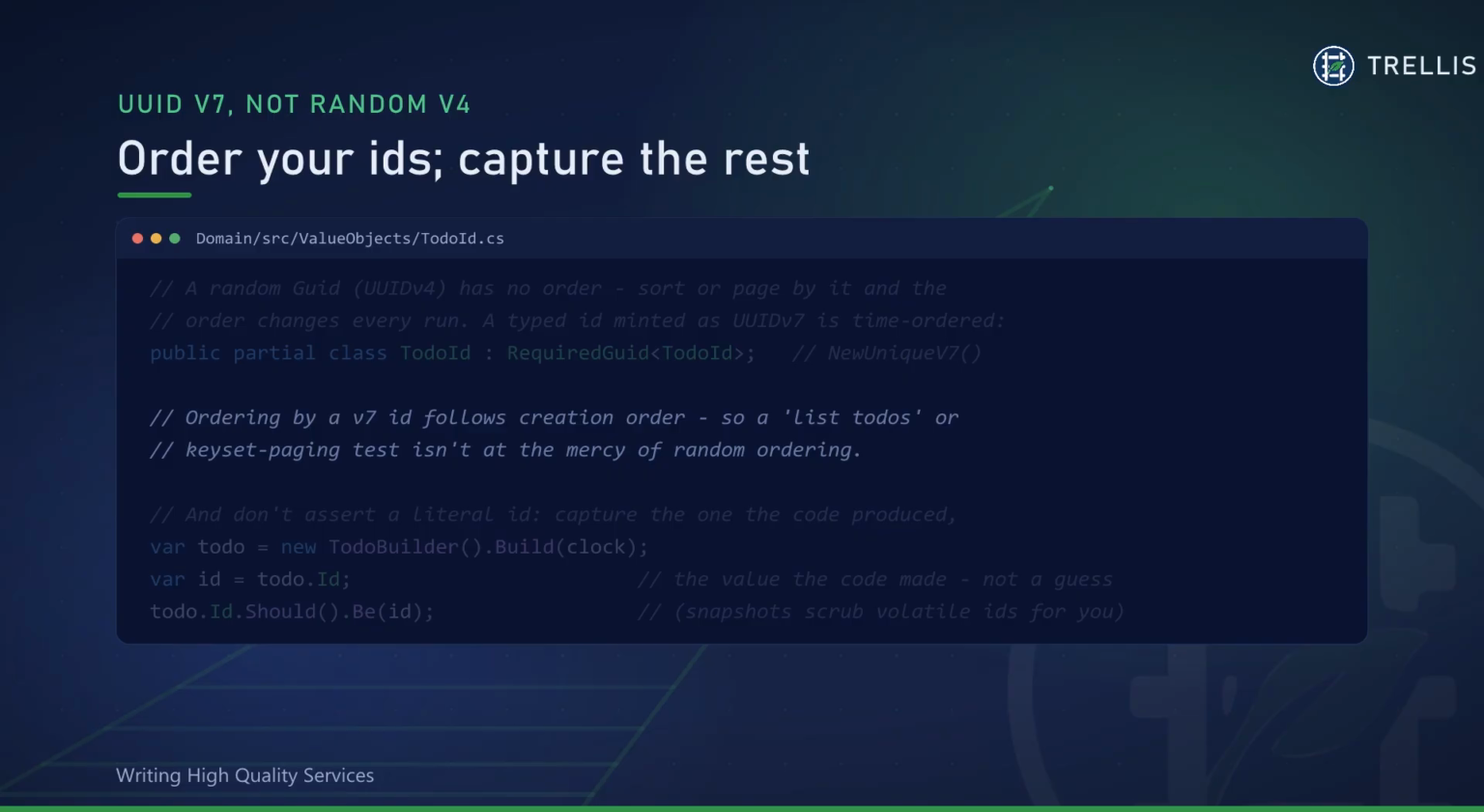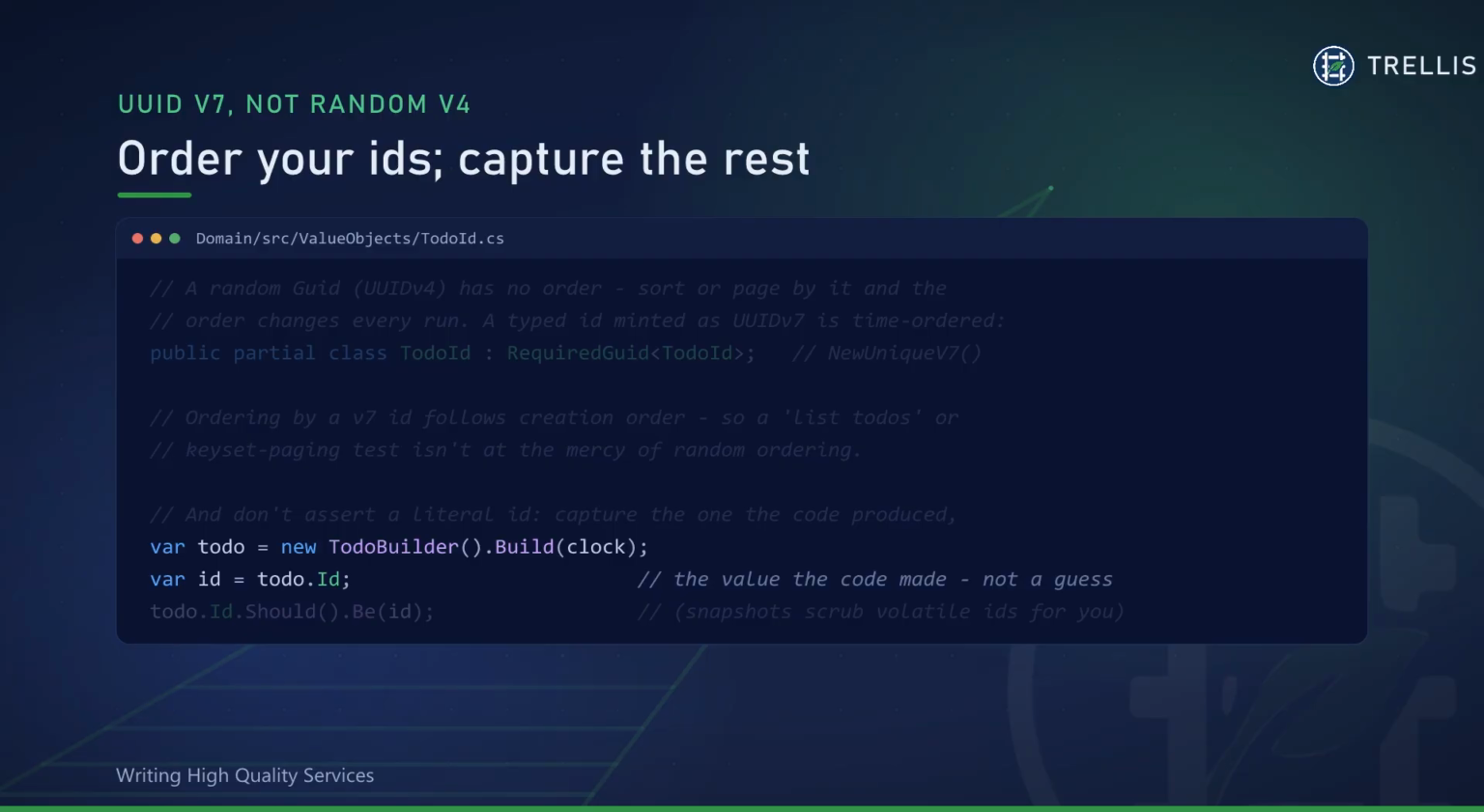And the second habit is about assertions. Don't hardcode a literal GUID and compare against it. Let the aggregate mint its ID, capture that value, and assert against what the code actually produced. In a snapshot, a unique ID is volatile by nature, so you let a tool like Verify scrub it. Control the order, capture the value, scrub the rest.